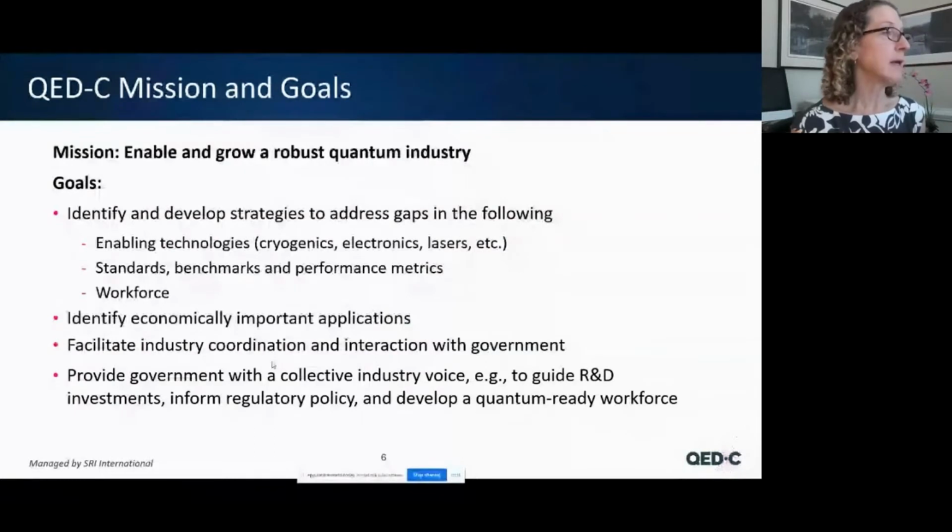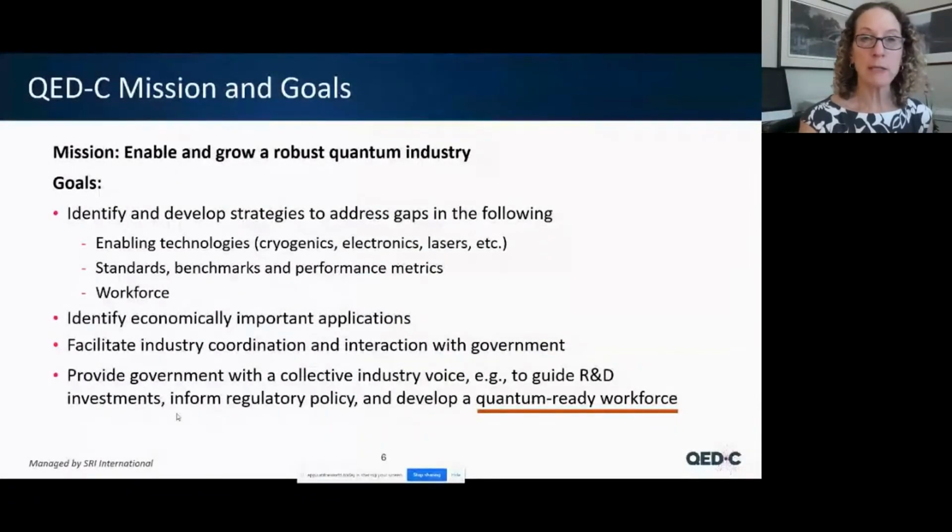And then there's a cross-cutting need for workforce, and I'll focus a little bit on that today. In fact, one of our goals or purposes is to interact with the government, which has a strong interest in developing a good workforce pipeline. And so our group, which has strong representation from industry, can collectively identify what workforce needs they have and communicate that back to the educators and to the government that's funding education programs.